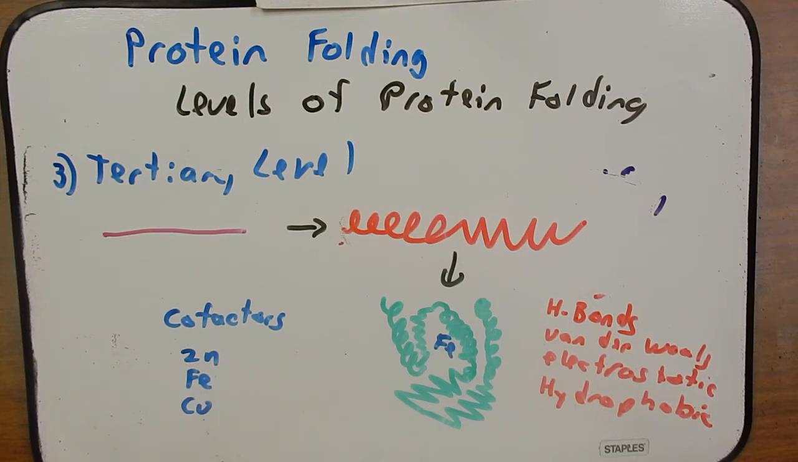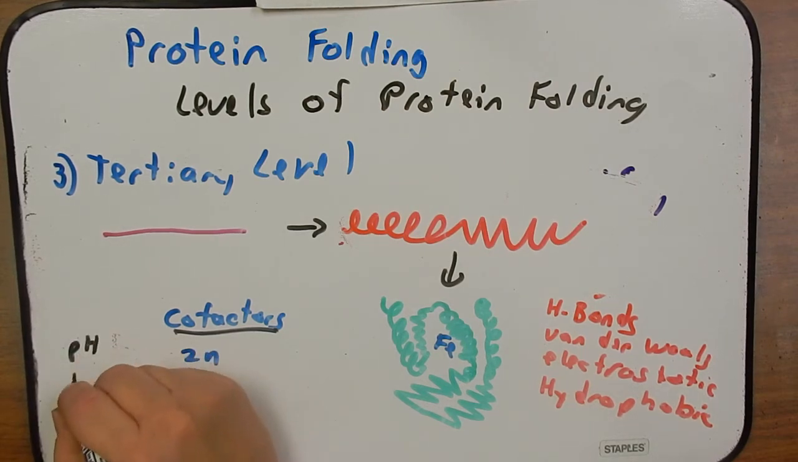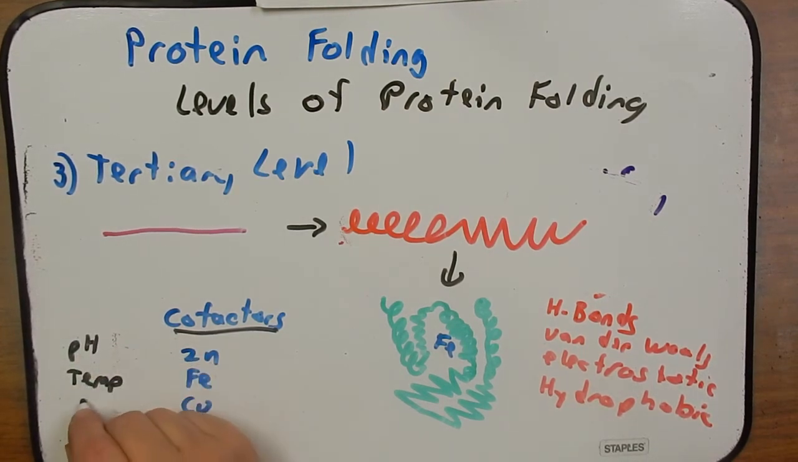Other factors to think about: these are cofactors that can bind, but the ultimate folding or unfolding of this protein can also be influenced by pH, temperature, and salt. At the right concentrations or values here, they help stabilize this structure. Changing these can help destabilize this structure. Typically, the tertiary level is the functional level.